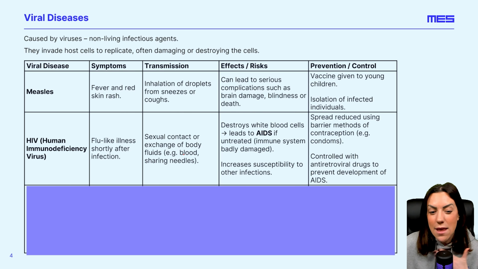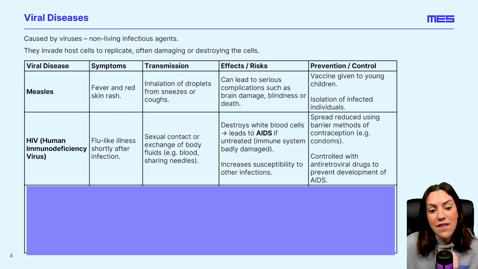So, for example, via the blood, if individuals are sharing needles and one person was infected with HIV and someone else uses the same needle. So blood contact like that can also lead to the spread of HIV. Now, what are the effects or risks?